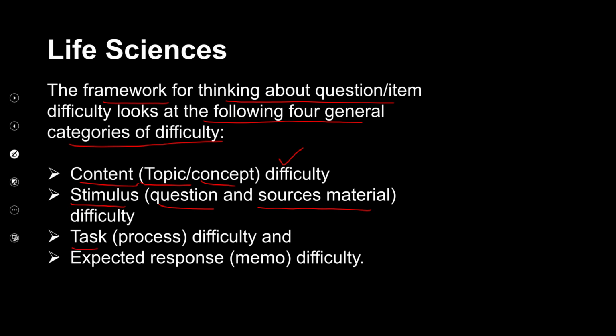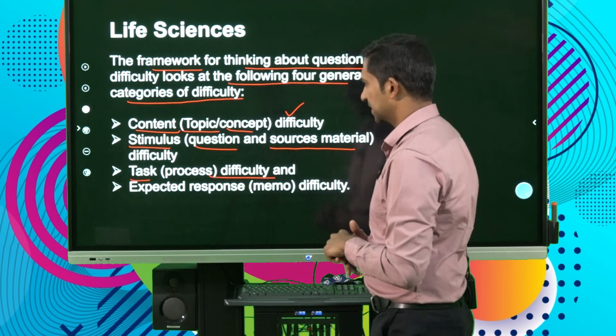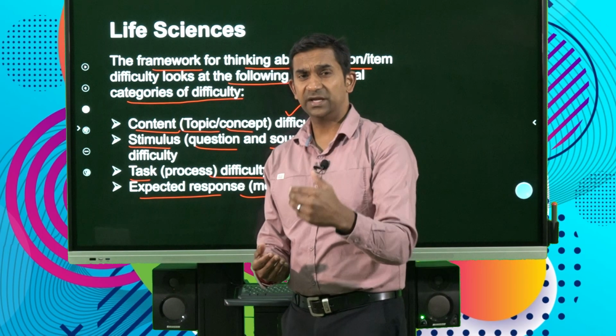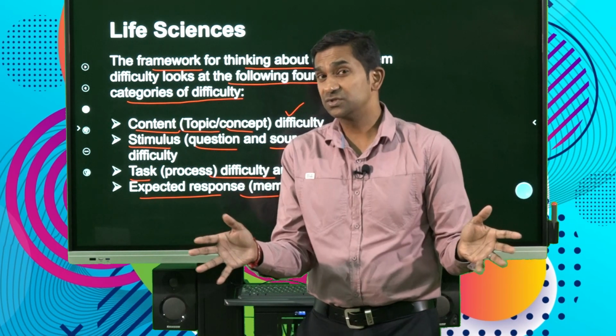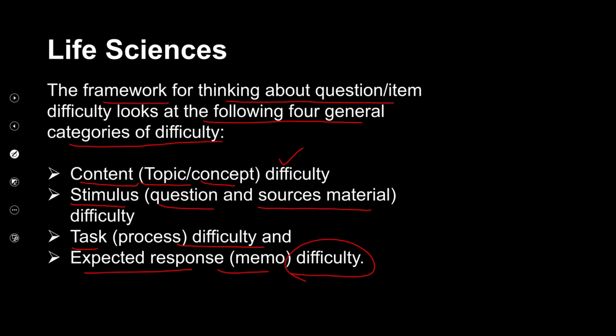There are tasks that are processes that have different difficulty. For example, protein synthesis or the process of meiosis and the stages. So there's a process that requires a level of understanding. And then expected responses. These would be based on how an assessment is designed, and we look at the memo that is provided and align that to make sure that the memo is inclusive of all possible answers that may be given for a specific response.